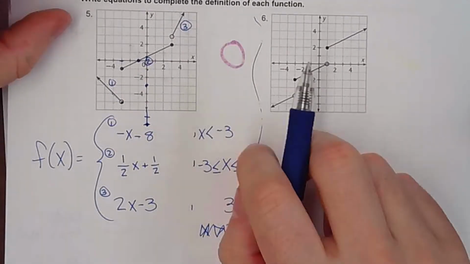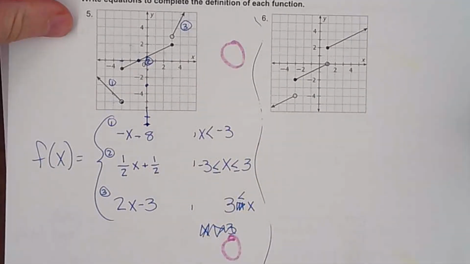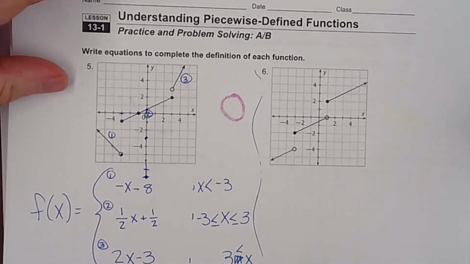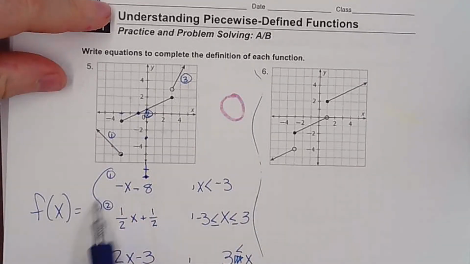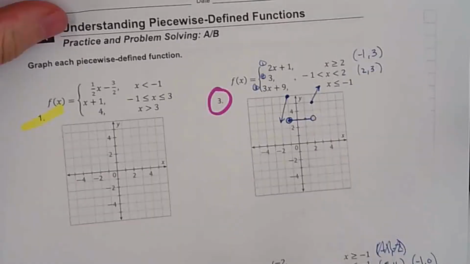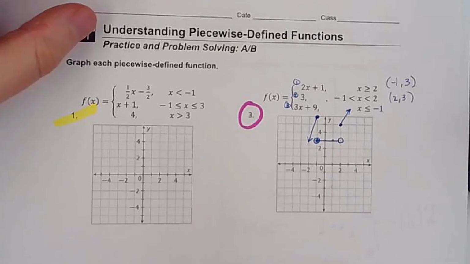So that's the 13-1 practice with piecewise functions. If you're able to take the graph and make the equations, and do the opposite, take the equations and make the graph, you'll be good to go for the quiz.